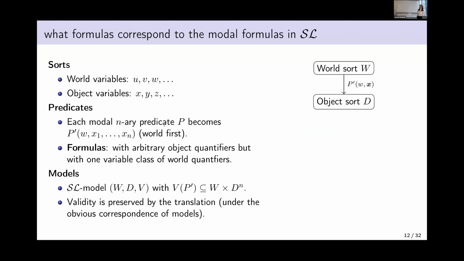So here it is, how formulas of modal logic S5 correspond to formulas in SL. We have only predicate symbols. So n-ary predicates are extended by one position for the world position, and the world is in front. And the formulas have arbitrary object quantifiers, but only one variable class of world quantifiers. So we only have one world variable. And validity is preserved by the translation under the obvious correspondence between the models.